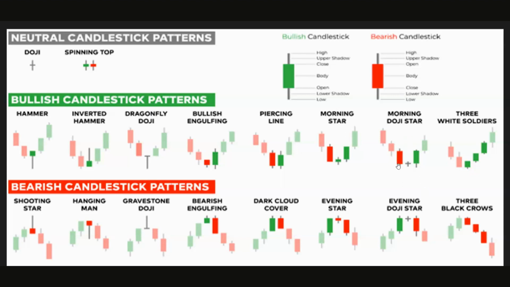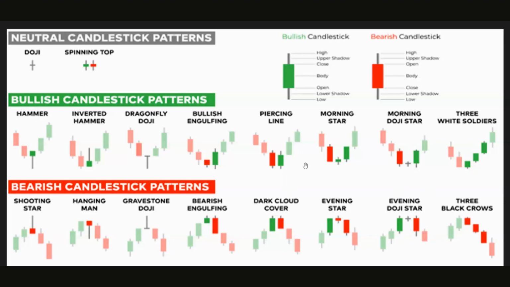The evening star is again the opposite of the morning star. So again, we're in an uptrend. There's some indecision here. But then when we see this red candle come in, we know that there are some sellers there, and we're in a reversal from the uptrend back into a downtrend.